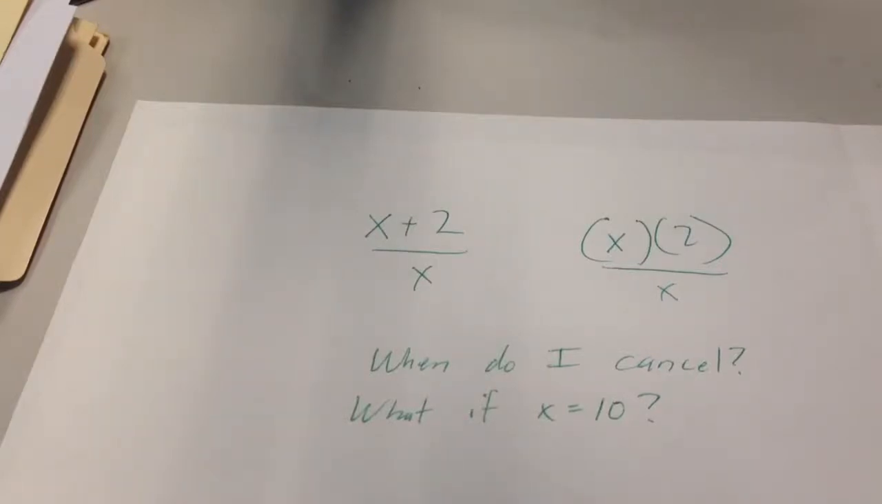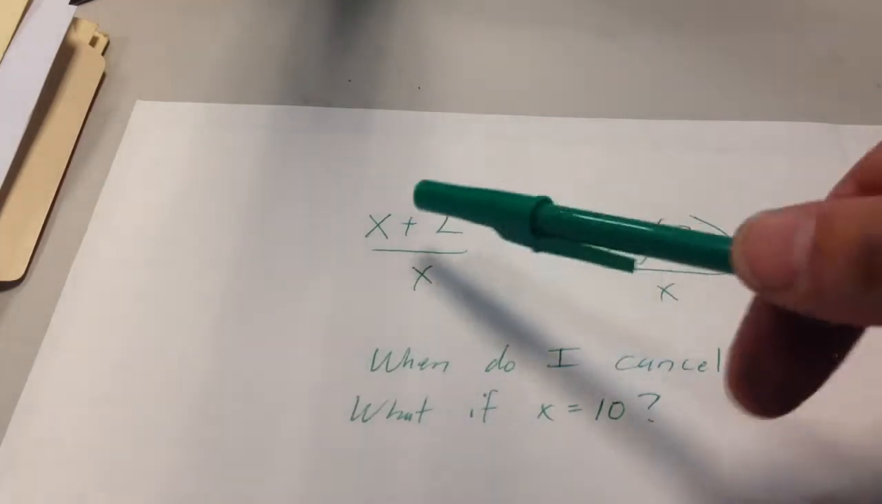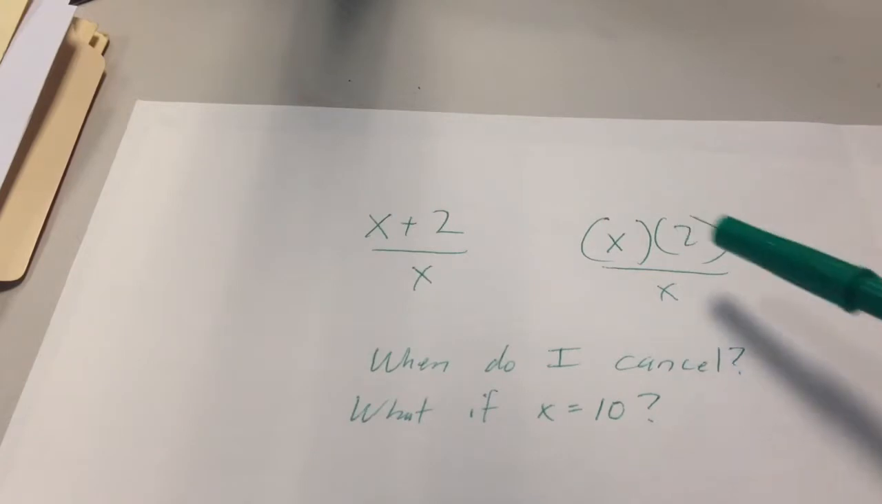So x plus 2 over x and x times 2 over x. This is a very simple problem. If you need to think about this on the test, make a really simple problem. In both of these, people might be tempted to cancel x, because, oh, x over x, I can cancel it. Problem is, I can only cancel factors. So these aren't factors. The x plus 2, those are terms, whereas the x times 2 is factors.